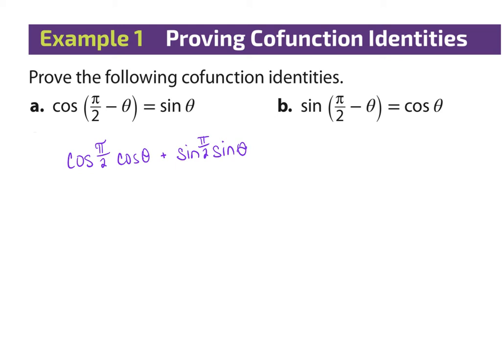Now, what is the cosine of pi over 2? On your unit circle, the cosine, the x value of pi over 2 is 0. So this zeroes out. 0 times the cosine of theta. What is the sine at pi over 2? The y value is, for sine, 1. There we go. This guy zeroes out. 1 times anything is just itself. And there we go.